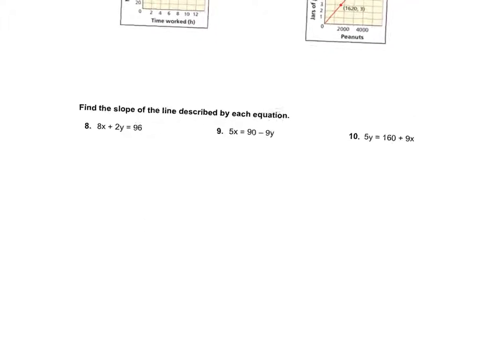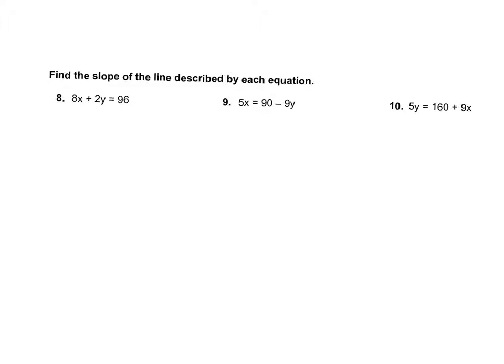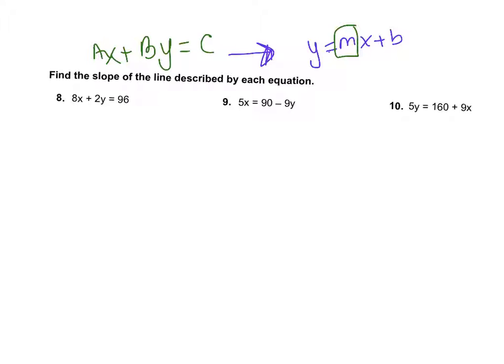For these last 3 questions, I want to make sure you understand that what you can do to find the slope of a line, if it is in ax plus by equals c form, if it's in standard form, you can either get the 2 points that are the intercepts and then use those 2 points to find the slope, or you can transform it into y equals mx plus b format. Because if you have that, then you'll be able to see what the m is.